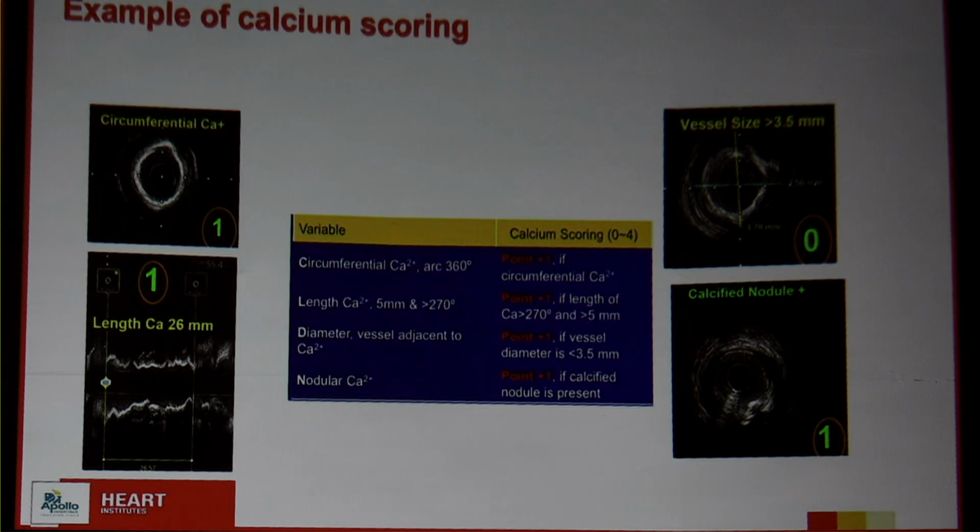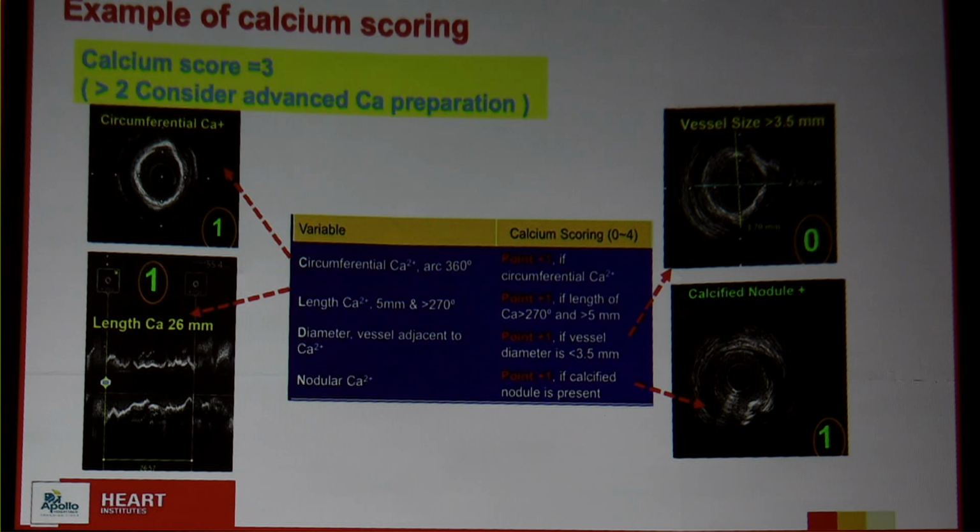I'll just give an example. Let us see the first one. You see the circumferential calcium is almost 360, so I give it 1 point. Then you see that the length of the calcium is 26, so I give it another point. The vessel size is more than 3.5, so it's 0 points here. And there is a calcific nodule, so it's 1 point. So these are the 4 factors that have to be considered while giving a calcium scoring. And finally, the calcium score is 3. So we have to do some form of calcium preparation. This is very important. So this is the next step that we have to do.